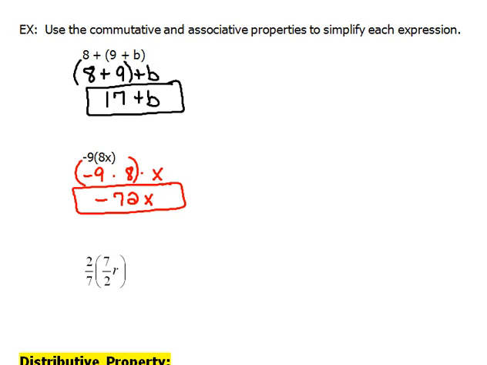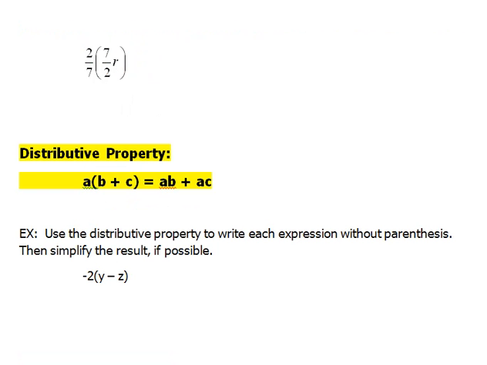In our last problem here, we have 2/7 times 7/2 r. So if we look at that, that is saying 2 over 7 times 7 over 2 times r. Well, we can't do anything inside the parentheses because we really can't multiply those. We don't know what r is. But we could multiply our numbers together first. The only reason we're allowed to do that is because multiplication is associative.